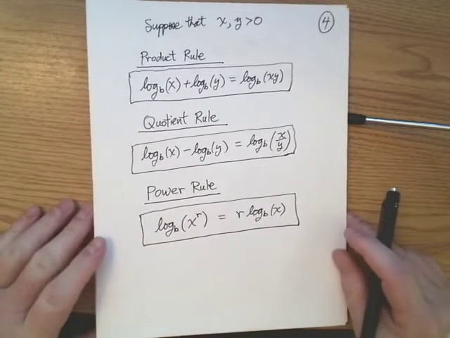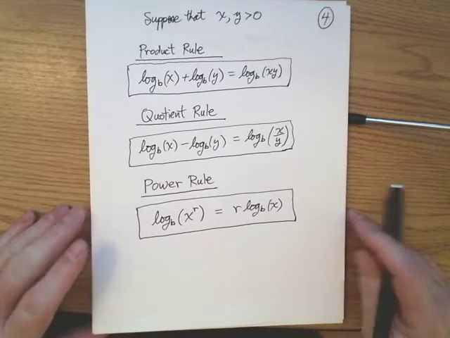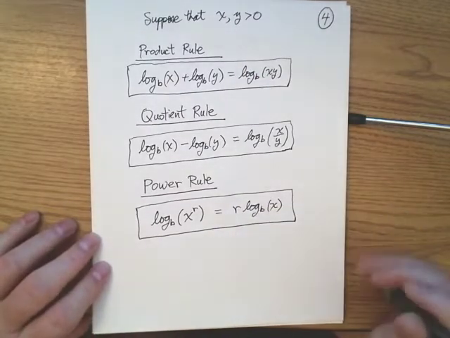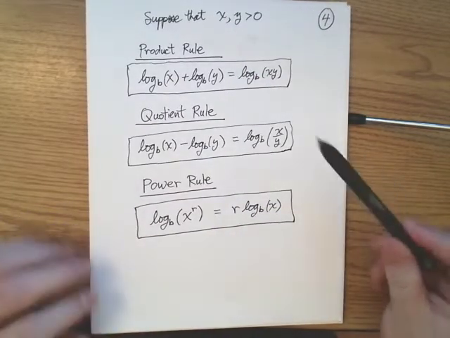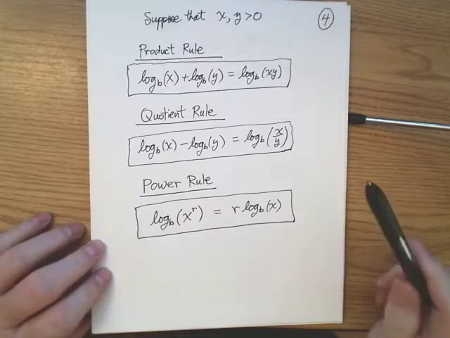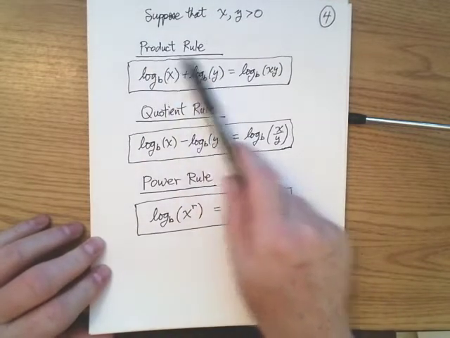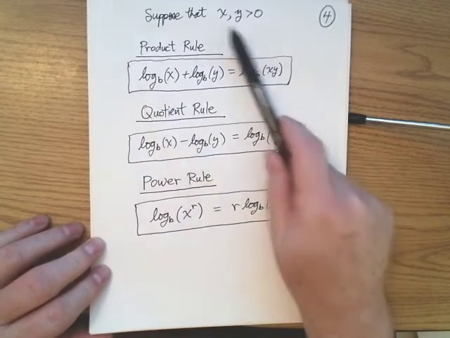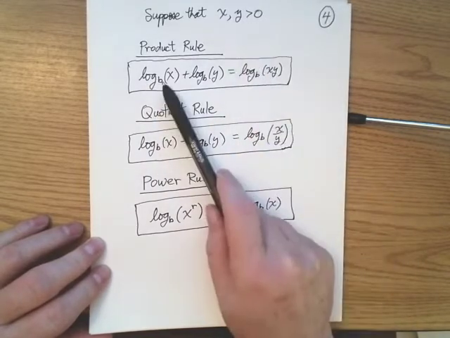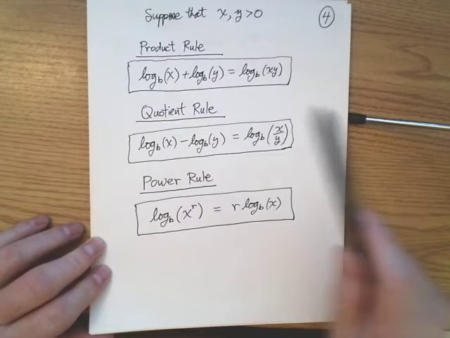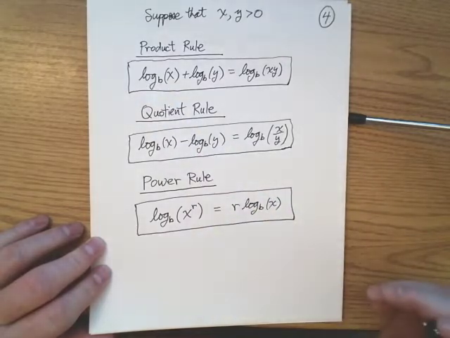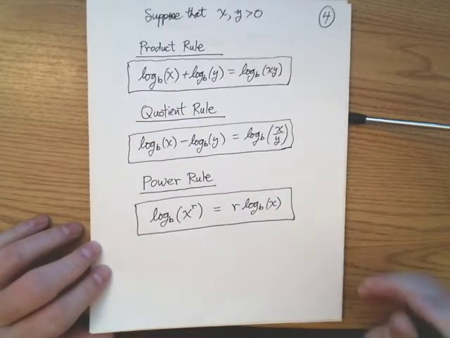Okay? These are not difficult here. And I'll actually prove these for you. But remember that logarithms are exponents. Okay? Logarithms are exponents. Okay, I'm going to call this the product rule. Now, x and y are positive, so that means all these logarithms will exist. Remember, you can't take logarithms of negative numbers. Or zero, for that matter.